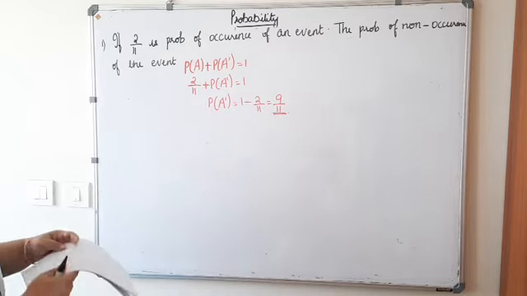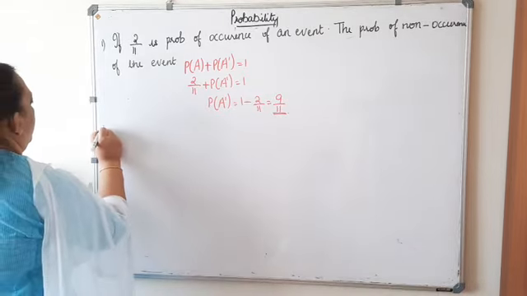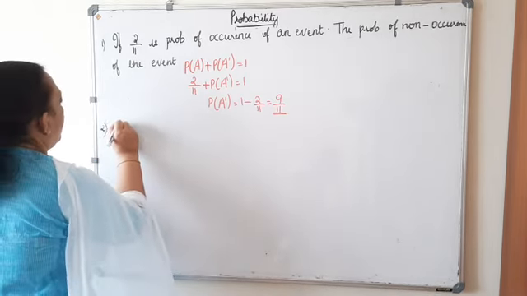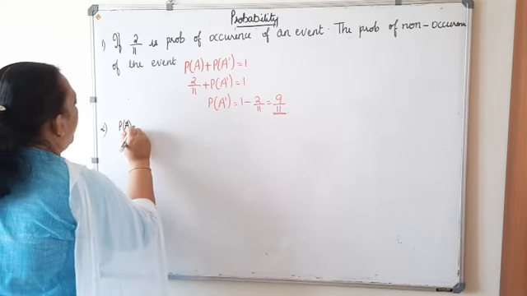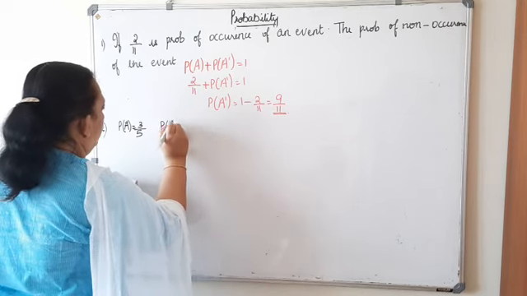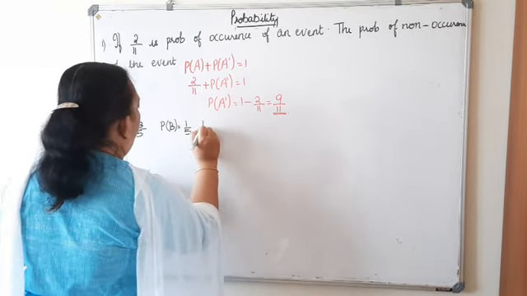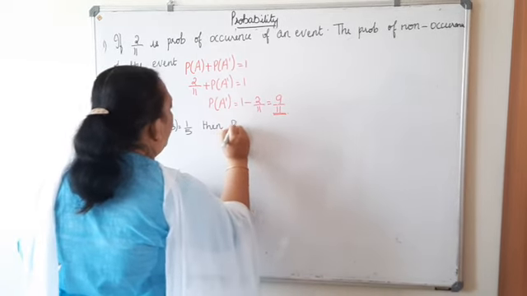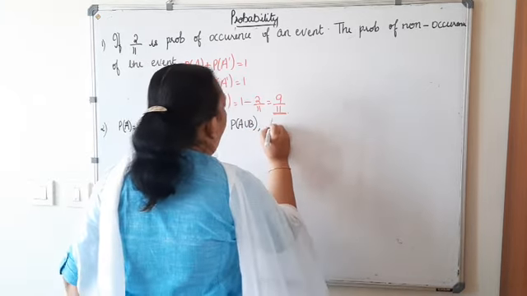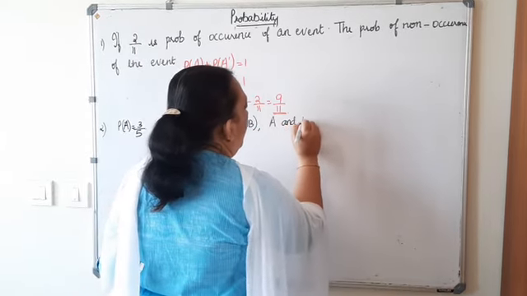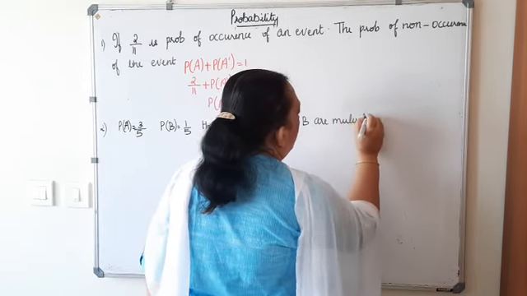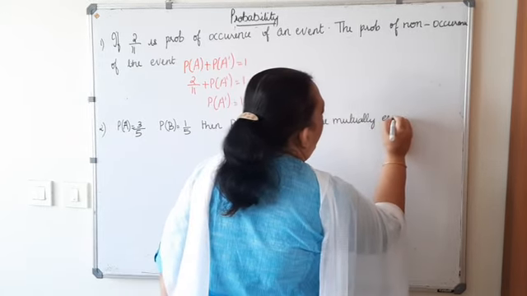Next question. P of A is equal to 3 by 5. P of B is equal to 1 by 5. Then find P of A union B, where A and B are mutually exclusive.